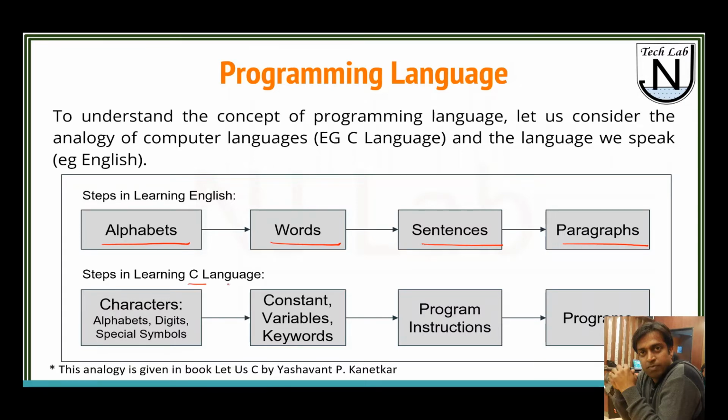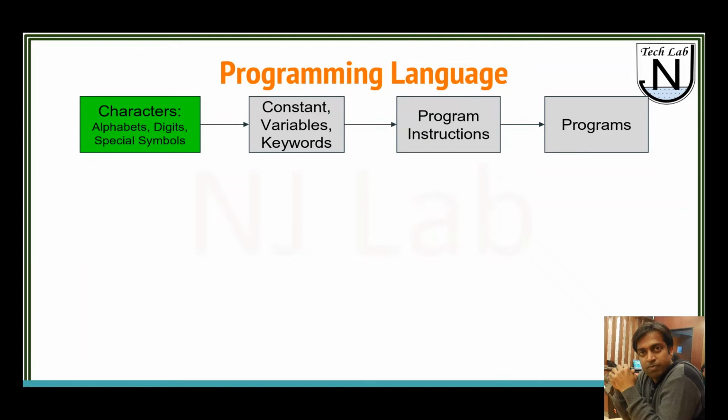Similarly, in C language we have characters, and these characters include alphabets, digits, and special symbols. When these characters are grouped, we form constants, variables or keywords. With the help of a combination of these constants, variables and keywords, we are able to write instructions. And when we group these instructions, we form a complete program. So let's start with the characters.